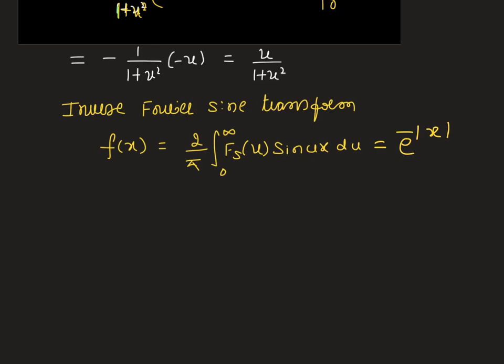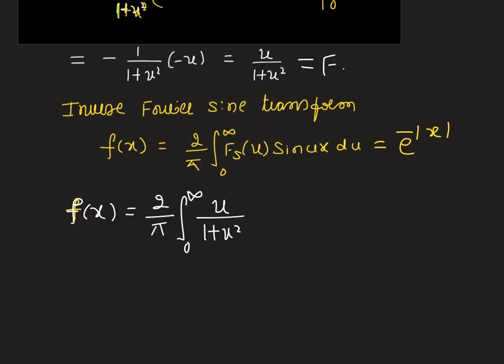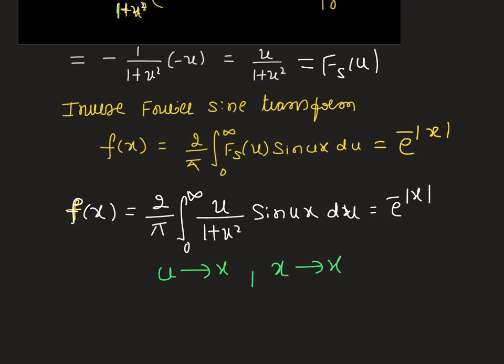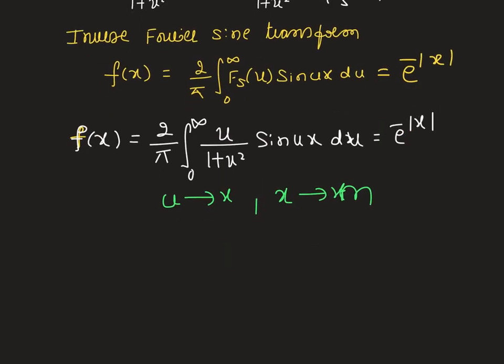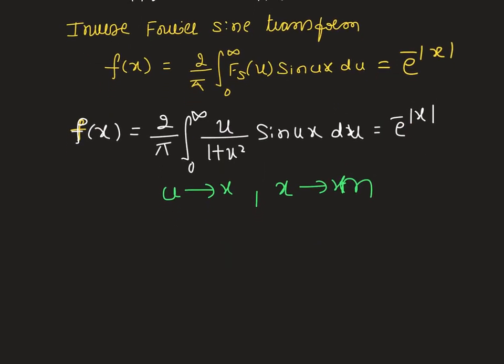Now we substitute the Fourier sine transform we obtained, that is Fs of u is u divided by 1 plus u square, with sin ux du and e power minus mod x. To get the required result, we should replace u by x because we want x divided by 1 plus x square. Then also parallelly we have to replace x by m. So in the same step you replace u to x and x to m.